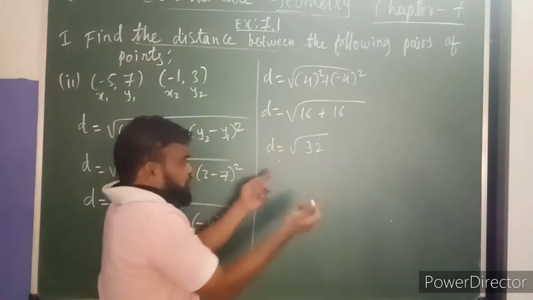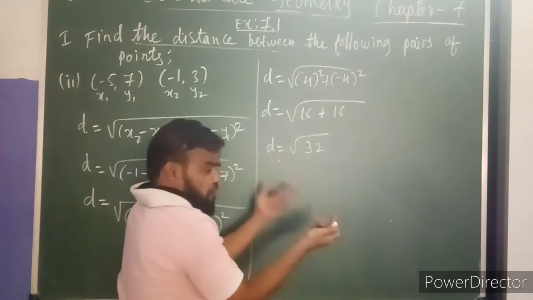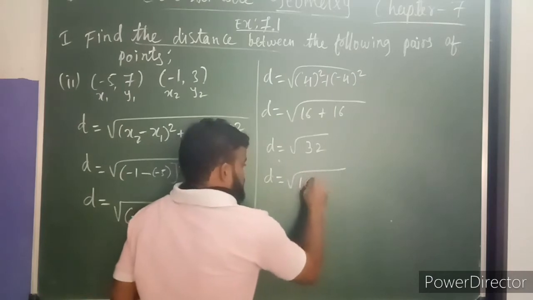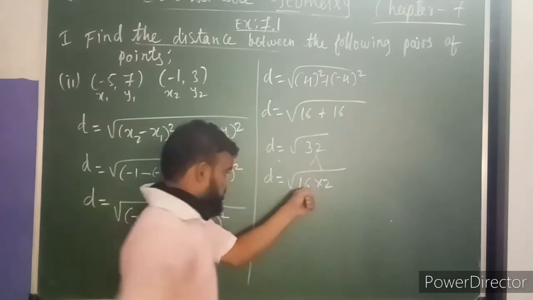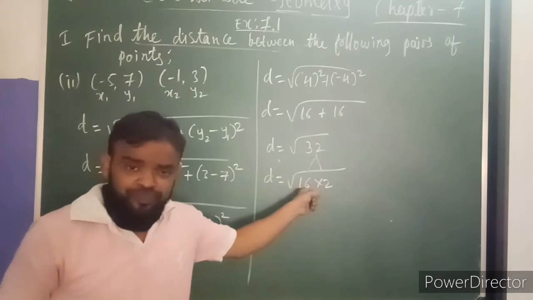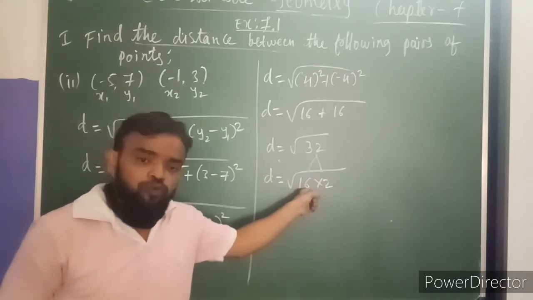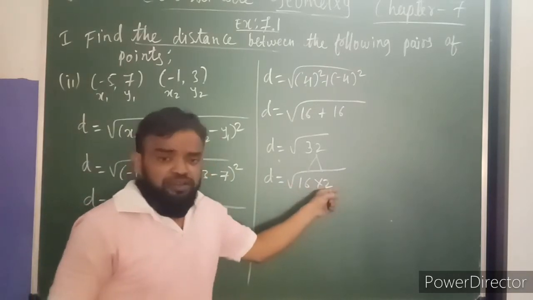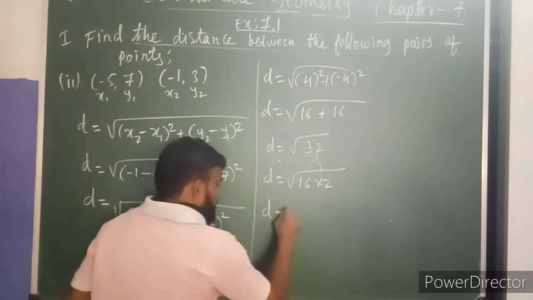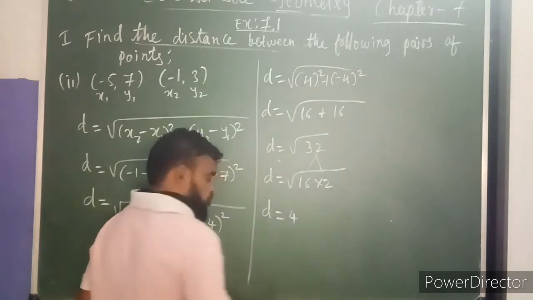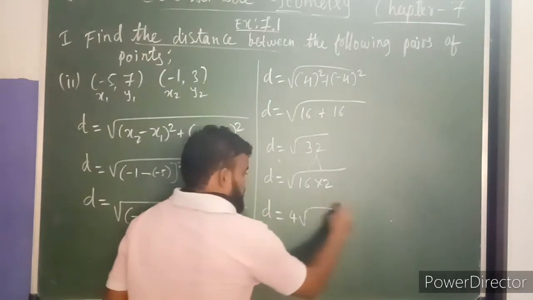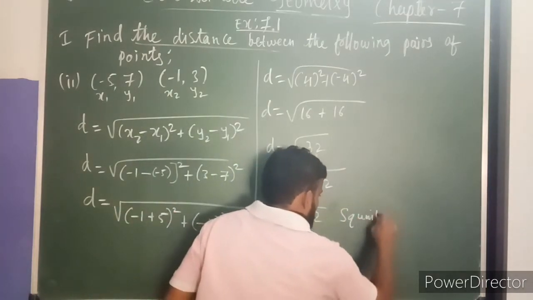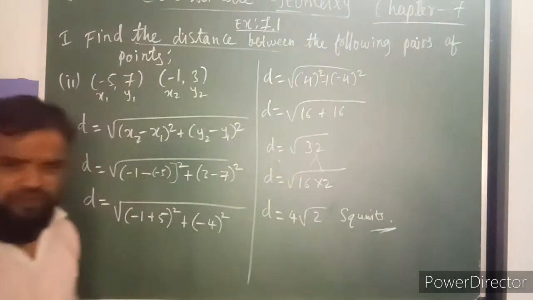We have to split it if it can be split inside the root. One is a perfect square number, one is a normal number. Like that we have to split. See, 16 plus 16 is 32. I have split it: 16 is a perfect square, 4 times 4 is 16. Root 16 is 4, and 2 remains as it is. One is a perfect square and one is a normal number. So the square root of 16 is 4, 4 fours are 16, and the remaining inside the root is 2. That is 4 root 2 square units. This is the final answer of the second one. Note it down.